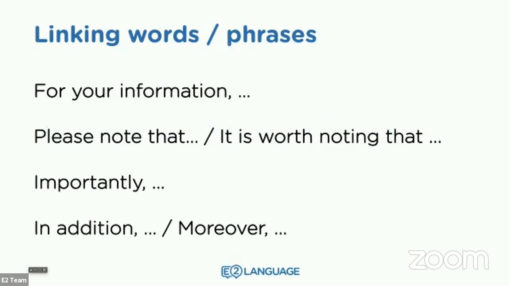What you can do is have a single sentence paragraph where you say, for your information, Jane... whatever it is. Maybe Jane doesn't speak English, so it's very important that you say that. For your information, Jane does not speak English. Or please note that Jane doesn't speak English. Or it's worth noting that Jane doesn't speak English. Or importantly, Jane doesn't speak English. So you can use these words or phrases.